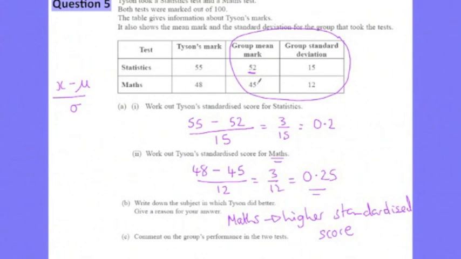Looking at the standard deviation here, we can see that statistics has a higher standard deviation. This means that the statistics marks were more variable. So in the class, some people got higher marks and lower marks, whereas in the maths, the group variation was less. So when asked to make a comment here, 1 for the mean, 1 for the standard deviation.